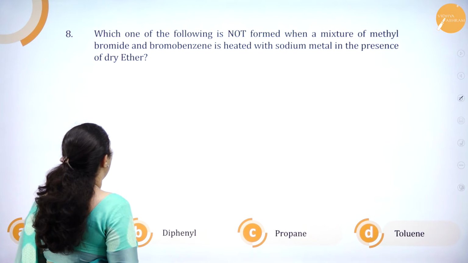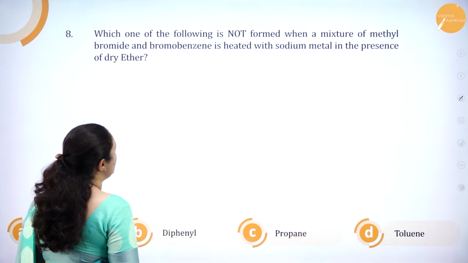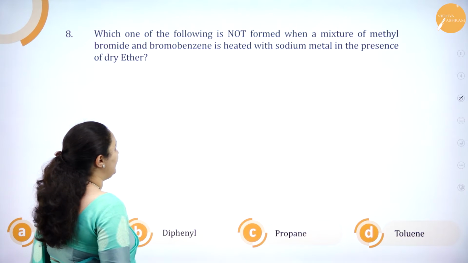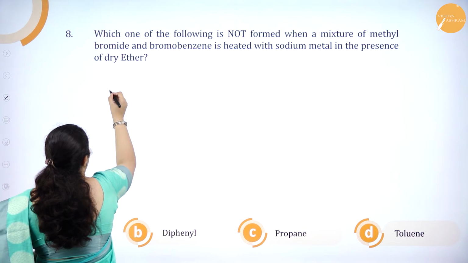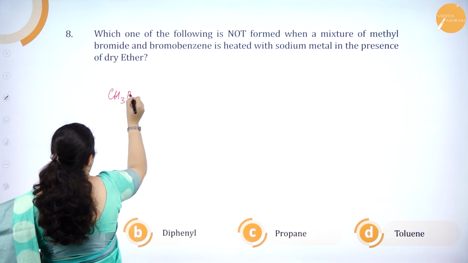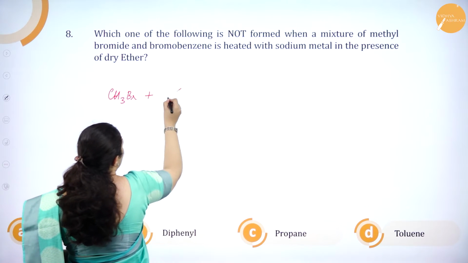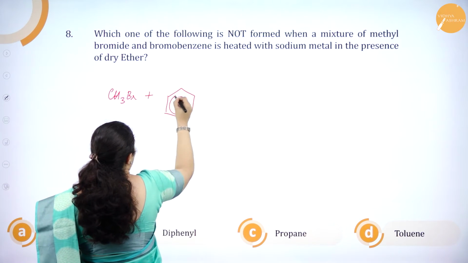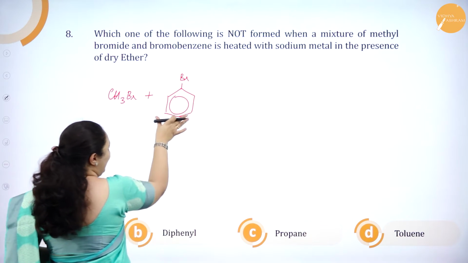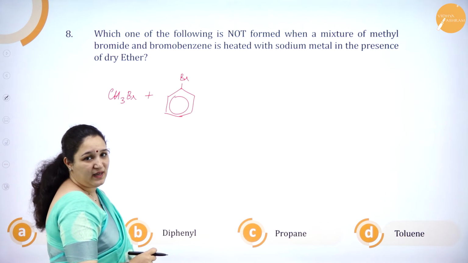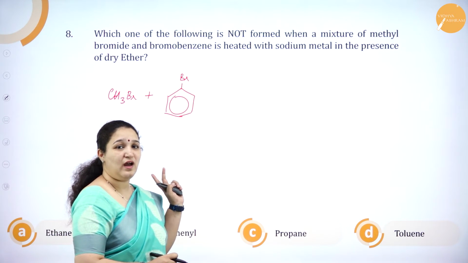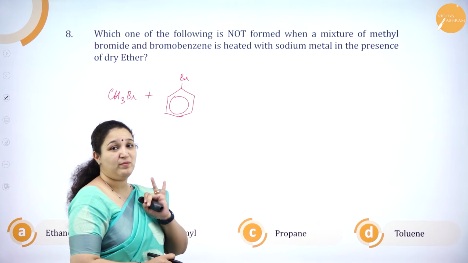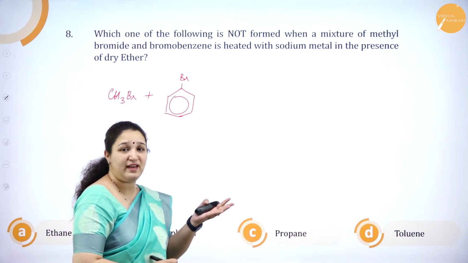That is, which one of the following is not formed when a mixture of methyl bromide and bromobenzene is heated with sodium metal in the presence of dry ether? So we shall see what exactly we have taken. Methyl bromide, that is CH3Br, plus bromobenzene, benzene with bromine. So I've taken a haloarene and a haloalkane. So when haloarene and haloalkane are mixed together in the presence of sodium and dry ether, that is Wurtz-Fittig reaction, isn't it?